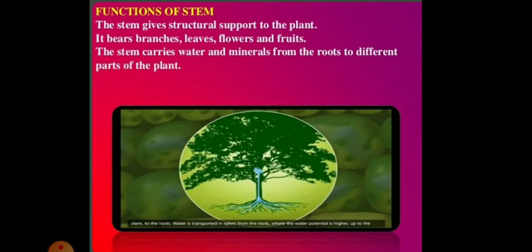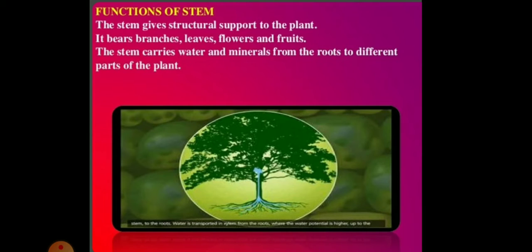So children, what are the functions of the stem? We know that the stem gives structural support to the plant, and it bears branches, leaves, fruits and flowers. The stem carries water and minerals from the root to the different parts of the plant. When the stem is young, it is green and also carries out the process of photosynthesis.